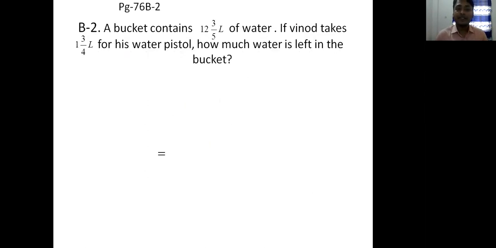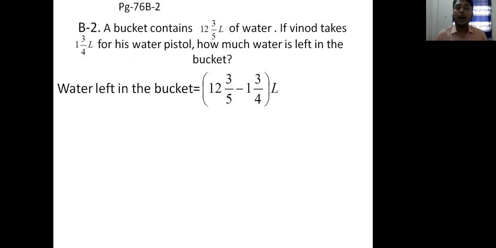The last maths. A bucket contains 12 whole 3 by 5 liter of water. If Vinod takes 1 whole 3 by 4 liter for his pistol water, how much water is left in the bucket? Okay, I told you, if you get any keyword left, that will go for the subtraction. So no problem. The water left in the bucket equals the total minus how much water taken. So total was 12 3 by 5, first one minus last one, in liter. You know that. Okay, unit of water will be liter.